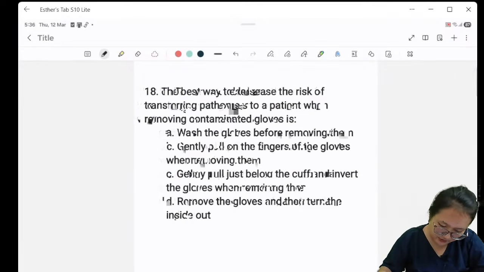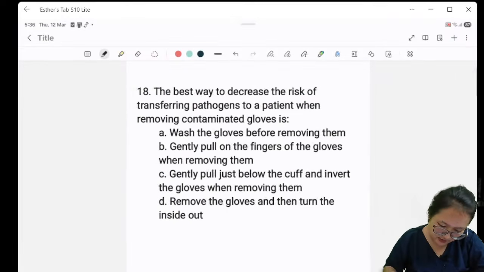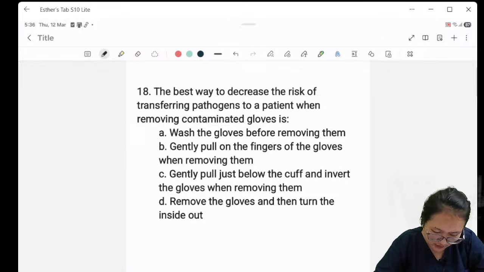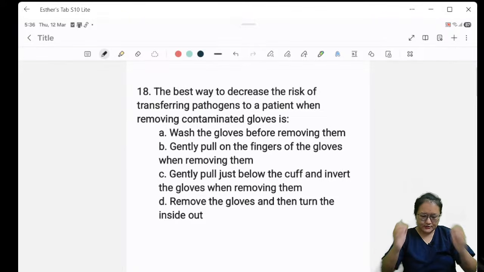Going to the next question. The best way to decrease the risk of transferring pathogens to a patient when removing contaminated gloves is: A, wash the gloves before removing them; B, gently pull on the fingers of the glove when removing them; C, gently pull down the cuff and invert the glove when removing them; D, remove the glove and then turn the inside out. Which one is the right answer?